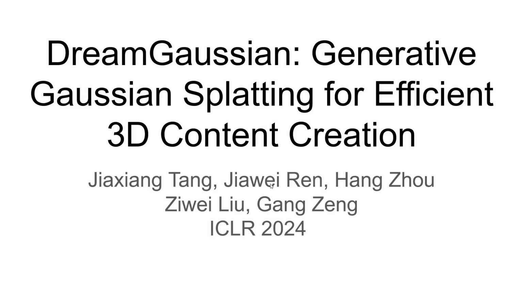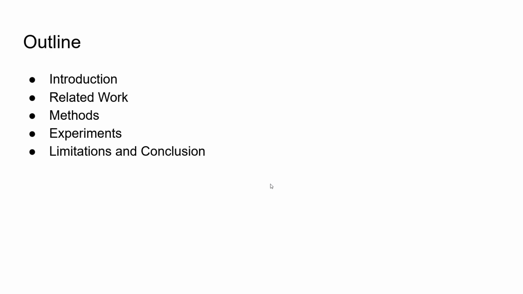Hello everyone, today we'll be presenting a paper called DreamGaussian: Generative Gaussian Splatting for Efficient 3D Content Creation. This work introduces a novel approach to 3D content creation that promises to dramatically improve the speed of generating high-quality 3D models. Here is today's outline, and we'll start from the introduction.